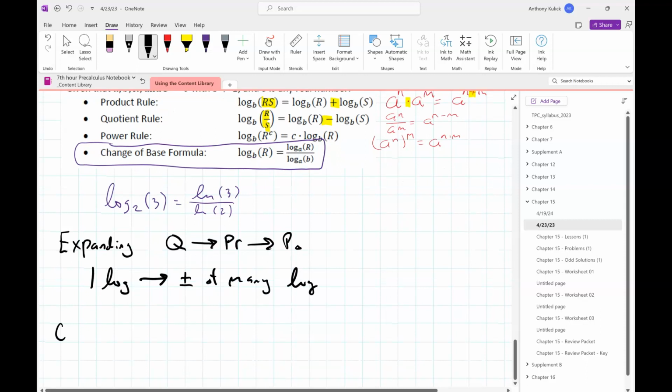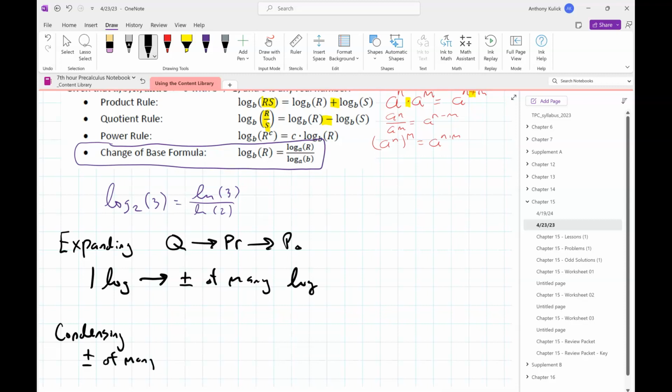The other type of problem is called condensing, where we take the sum and difference of many logs, and ideally we combine them all together into a single log. Condensing, we go the opposite direction. We go power, product, and then quotient. Typically.